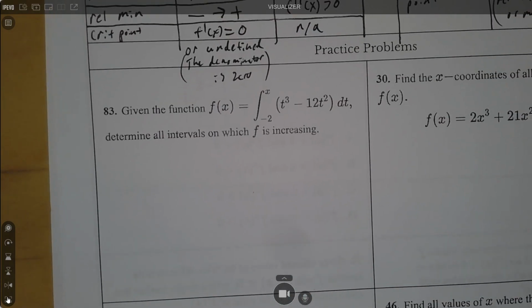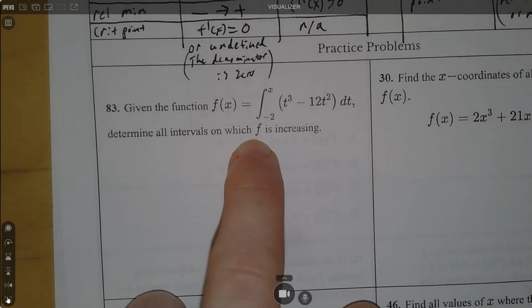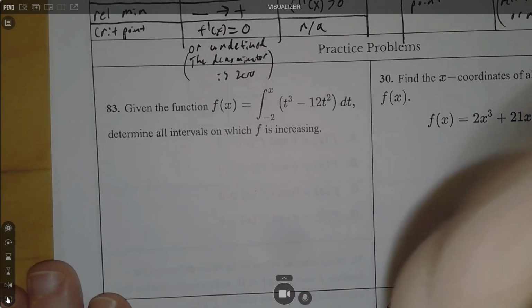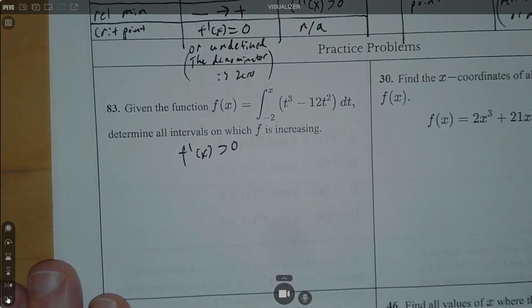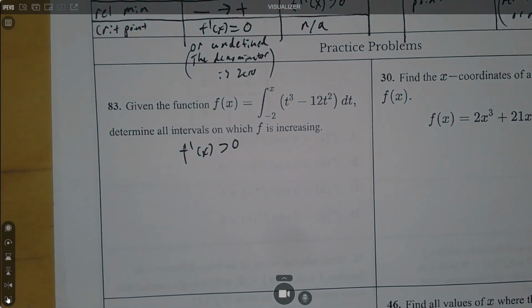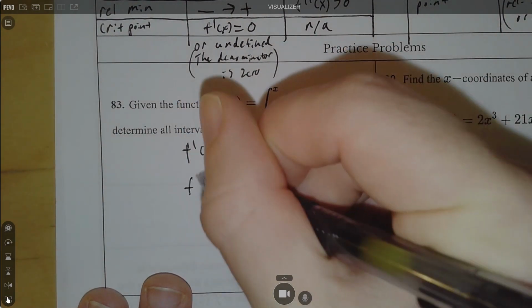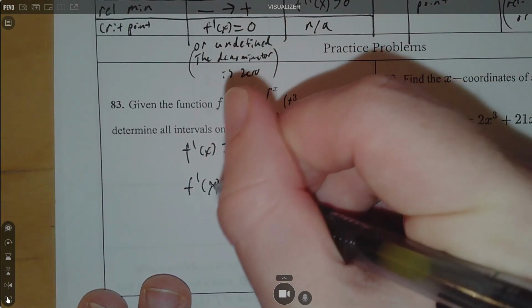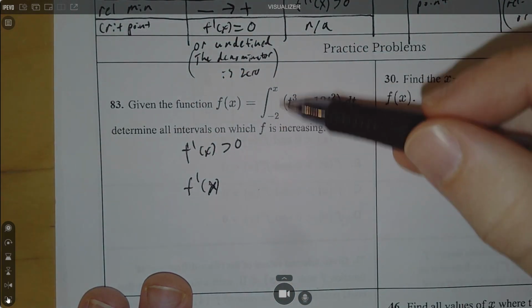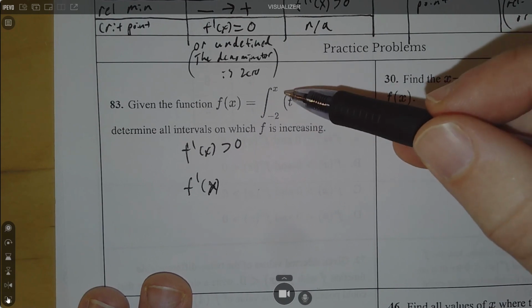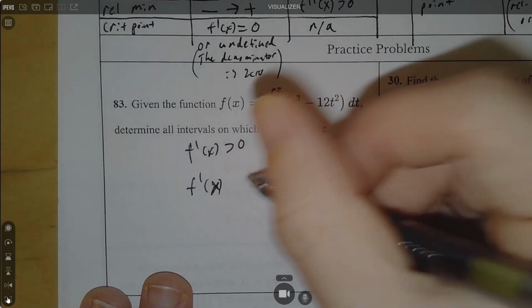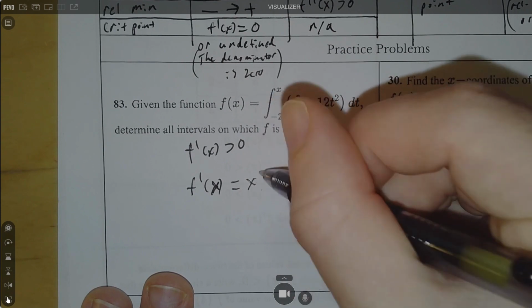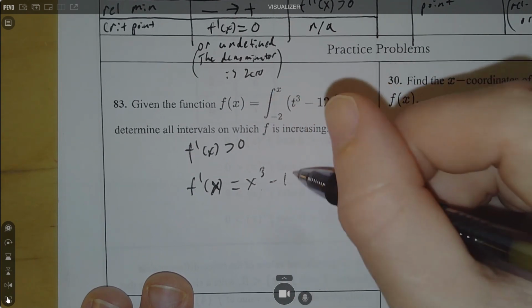You'd say, okay, what do I have to do here? I want to know where f is increasing. That means I want to know where the derivative is positive. So I have to find the derivative of f. And this is the fundamental theorem of calculus part 1: the derivative of an integral from a constant to a variable is just the inside. So the derivative is just x to the third minus 12x squared.